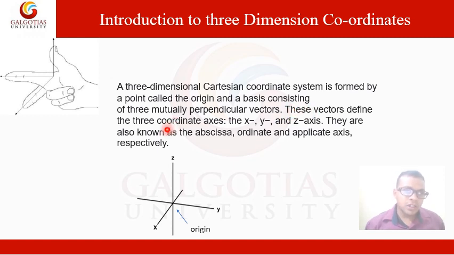These vectors define the three coordinate axes: x-axis, y-axis and z-axis. They are also known as abscissa, ordinate and applicate axis respectively. Here this is the origin, where you have the joint of the x-axis, y-axis and z-axis, and it is formally denoted by the capital letter O.